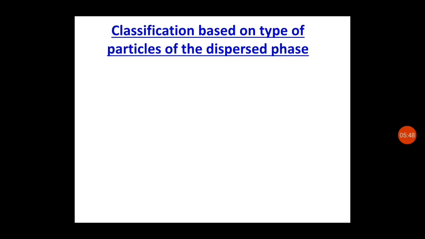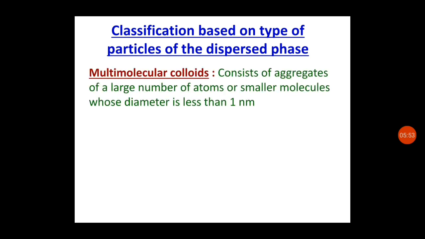Then classification based on the type of particles of the dispersed phase. See, this is of three types: multimolecular, macromolecular and associated colloids. Multi means many. Multimolecular consists of many small atoms combined together, whose diameter when combined together will become of range of colloidal particle. Earlier the particles, the atoms or ions are of smaller size, that is less than 1 nanometer. But when they combine together, they give colloidal size particle.